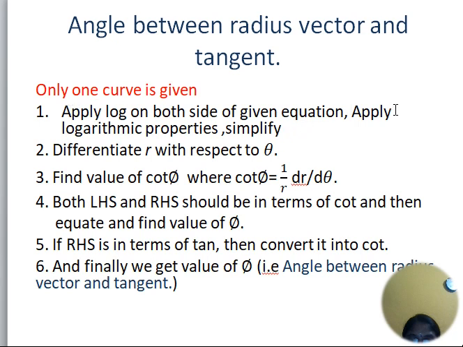We have to apply log on both the sides and then apply logarithmic properties and simplify it, and we have to differentiate r with respect to theta. We are going to find the value of cot phi, where cot phi is 1 by r dr by d theta. Then we should get cot on either side, LHS and RHS, and hence evaluate the value of phi. If RHS is in terms of tan phi, then we convert into cot by using some of the basic formulas. And then finally we get the value of phi. Phi gives you angle between radius vector and tangent.